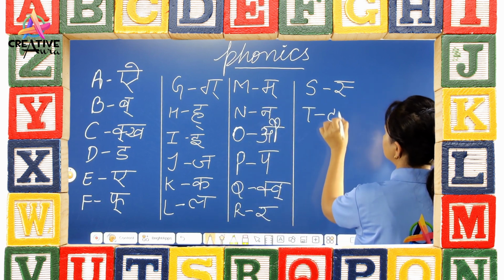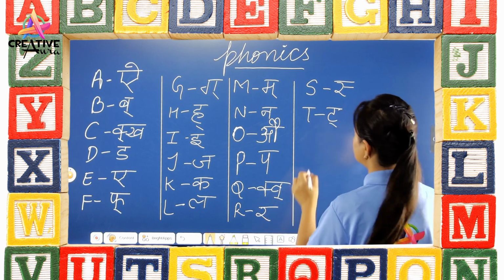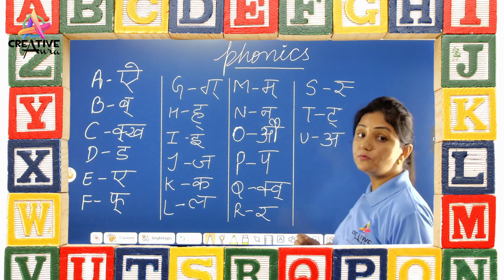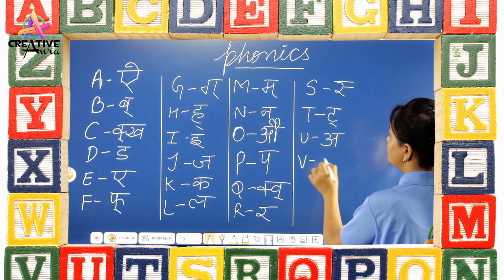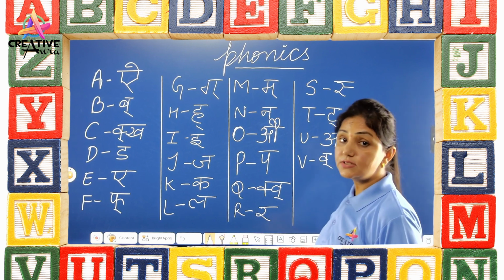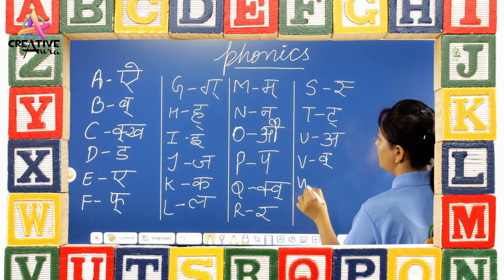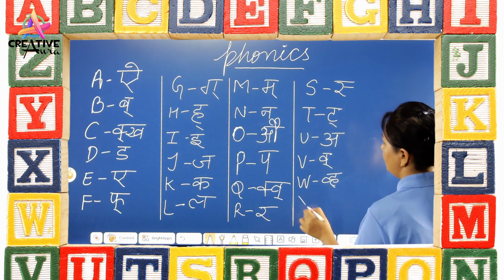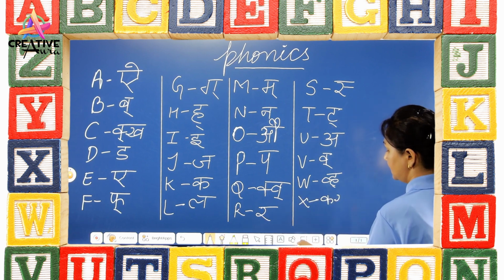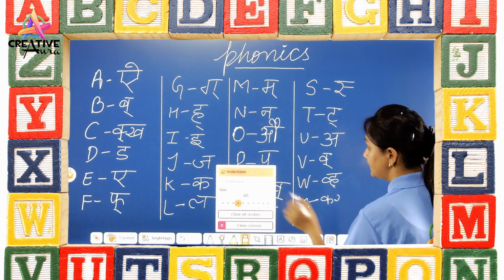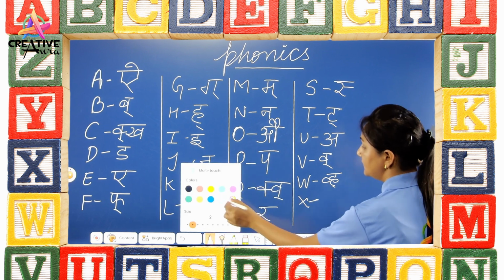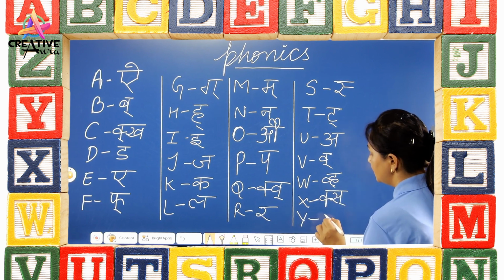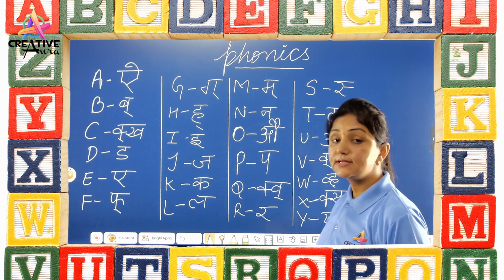T sounds T. U sounds A. V sounds V. W sounds V. X sounds X, the combination of K and S. X sounds Kus. Y sounds Y.